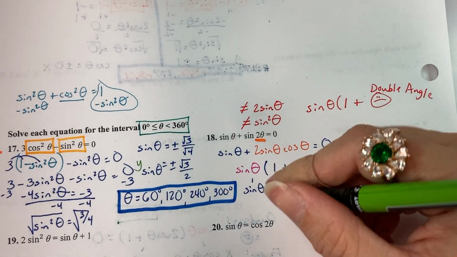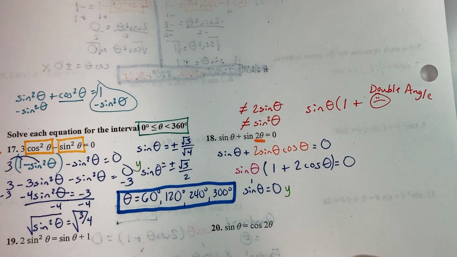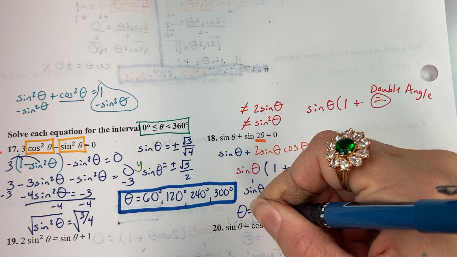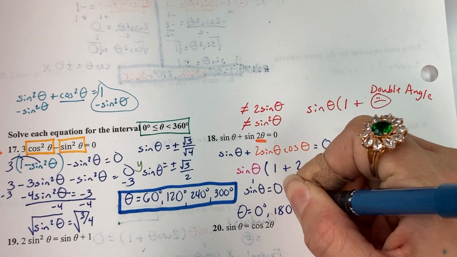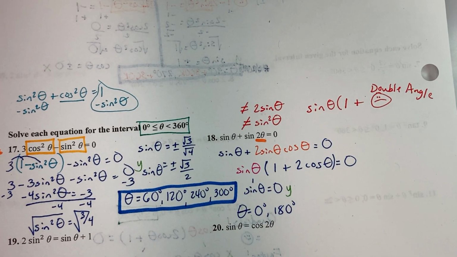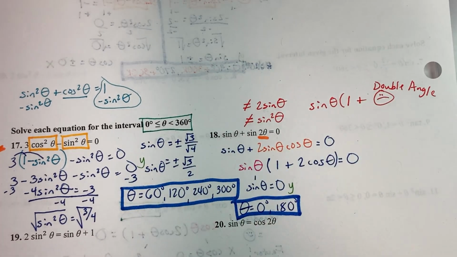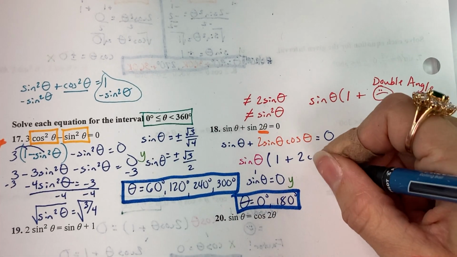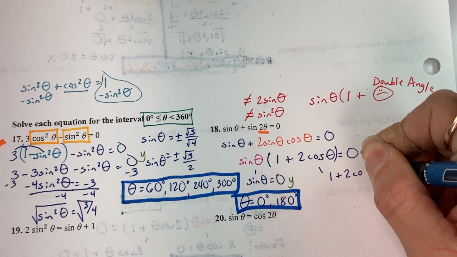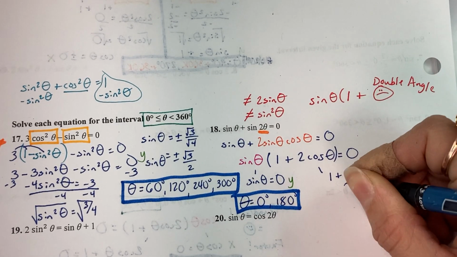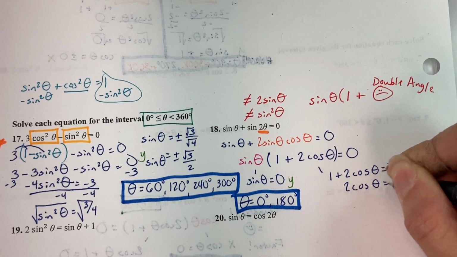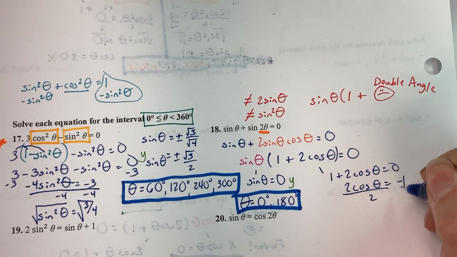So where is my y value equal to 0? At a theta of 0 degrees or 180 degrees. There's part of my solution. And then the other part, we're going to set 1 plus 2 cosine theta equal to 0. So 2 cosine theta equals negative 1, so cosine theta equals negative 1 divided by 2.